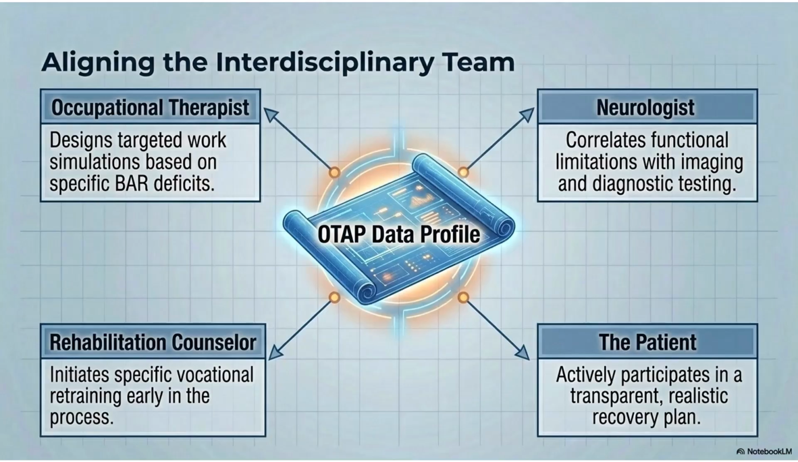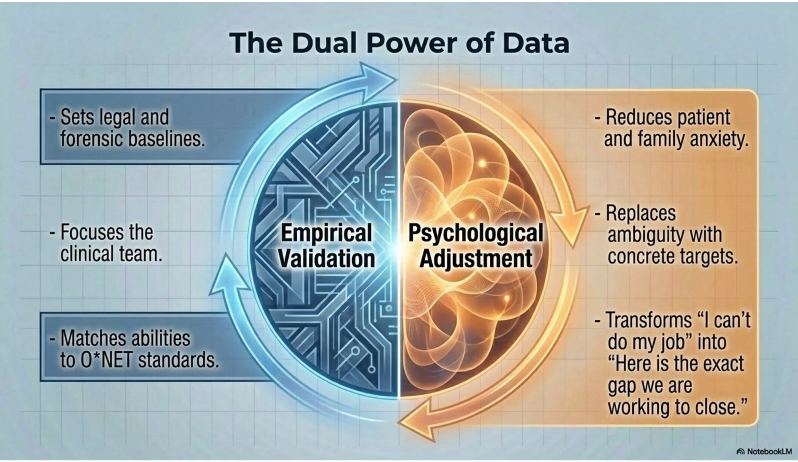Joanna's fall at work and the injuries she sustained have led to an unwelcome departure from the trajectory of her life. But out of respect for Joanna and her independence, we can help her reestablish a productive and hopeful future. This highlights the dual power of data in work-oriented neurorehabilitation. On the one hand, we have empirical validation. It establishes legal and forensic baselines, focuses the clinical team, and directly maps abilities to ONET standards.